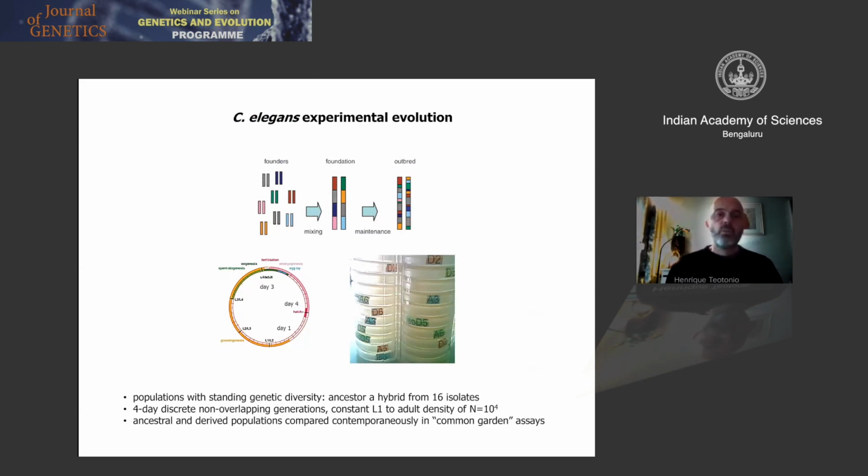Importantly, we can deep freeze the worms and revive them at will. And this is very important for evolutionary experiments because we can compare ancestral and derived populations for phenotypes at the same time in the so-called common garden assays, where we control the environmental conditions for several generations.